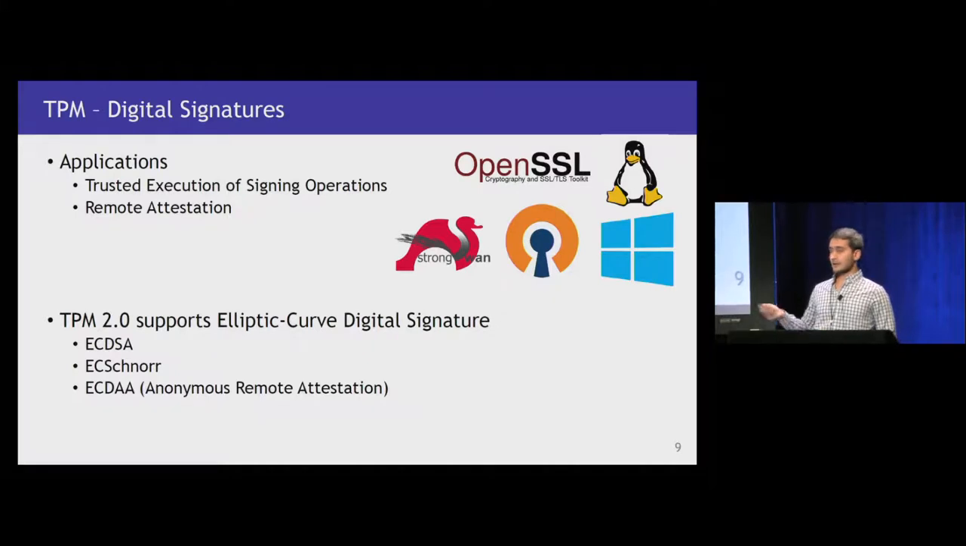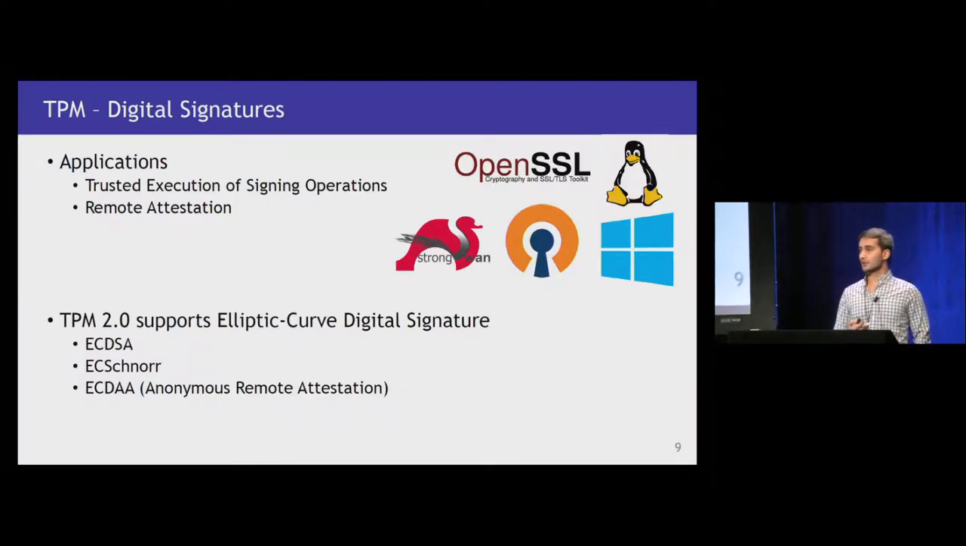And now the latest version of OpenSSL and the Linux environment all support TPM by default. There is also the FIDO Alliance, which basically pushes to use TPMs for things like YubiKey and two-factor authentication, and these devices all use digital signatures. The other important thing about digital signatures for TPMs is that they need to support remote attestation.